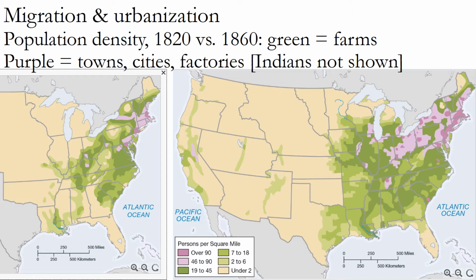So Americans are responding in a couple different ways. One, they're moving west to claim new farmland on the frontier. They can farm more of it now because of the cotton gin and the mechanical reaper. And two, Americans are moving to towns and cities because the Industrial Revolution, the opening of factories, is making jobs available in those places.